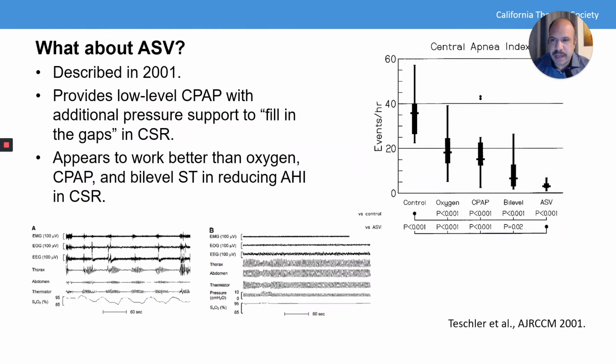On the heels of that, ASV was first described in 2001. ASV is adaptive servoventilation. It provides a low level of CPAP with additional pressure to fill in the gaps in Cheyne-Stokes breathing. It does appear to work better than oxygen, CPAP, and bilevel ST in reducing the AHI in Cheyne-Stokes breathing. So it fills in the gap very nicely, and it seems to work fairly well.